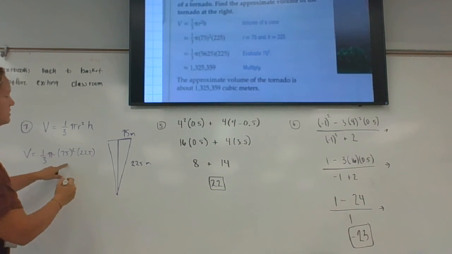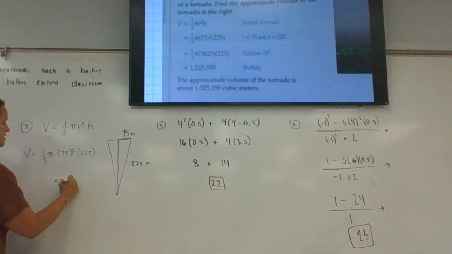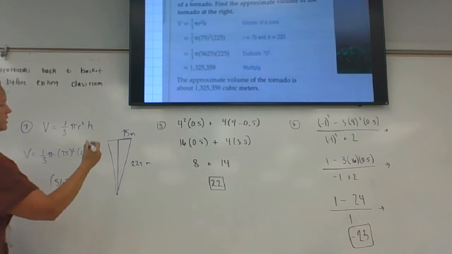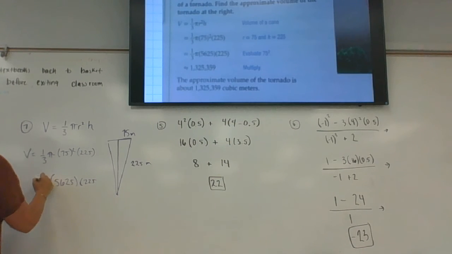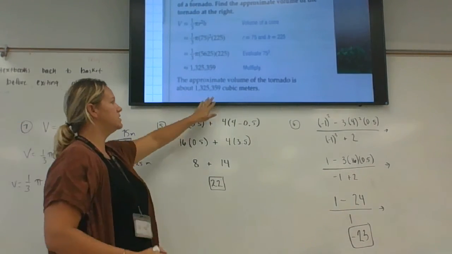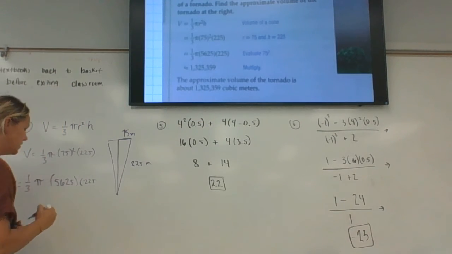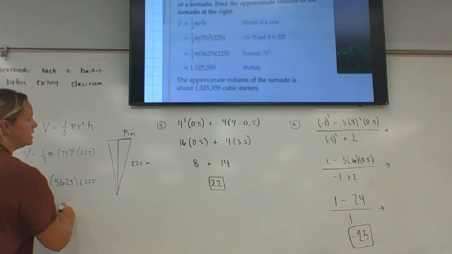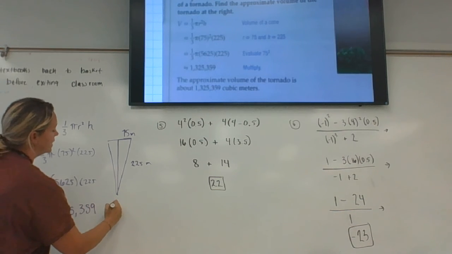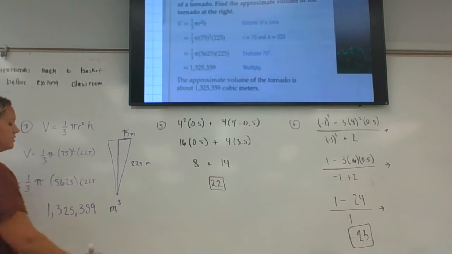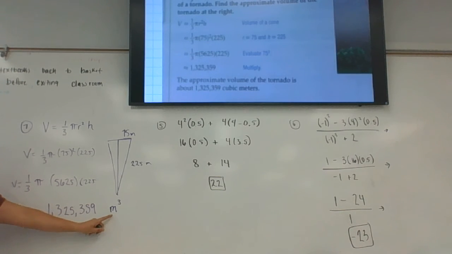Okay, so your 75 squared, where's mine? 5,625. You can see it up here. I don't need to rewrite it. And then go ahead and in your notes, write a complete sentence answer. The approximate volume of this tornado is 1,325,359 meters cubed, right? Meters cubed for volume.